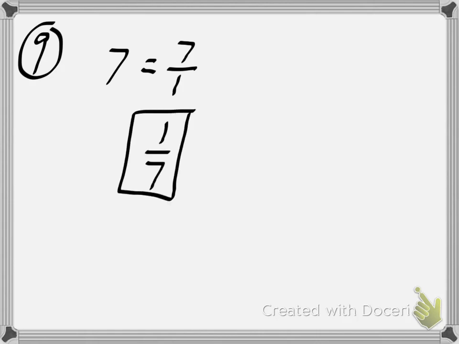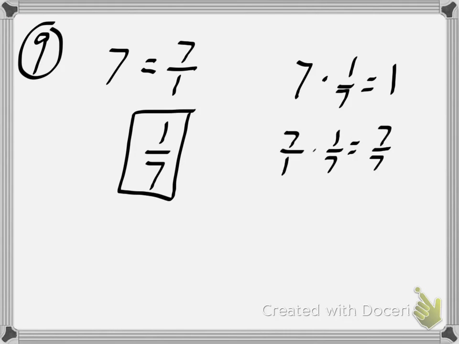So for 9, they want the reciprocal of 7. So we know 7 is the same as 7 over 1. Then to get the reciprocal, we simply flip it, because any number times its reciprocal has to equal 1. So put 7 over 1 times 1/7 gives us 7/7, and 7/7 is 1 whole. So 1/7 for number 9.